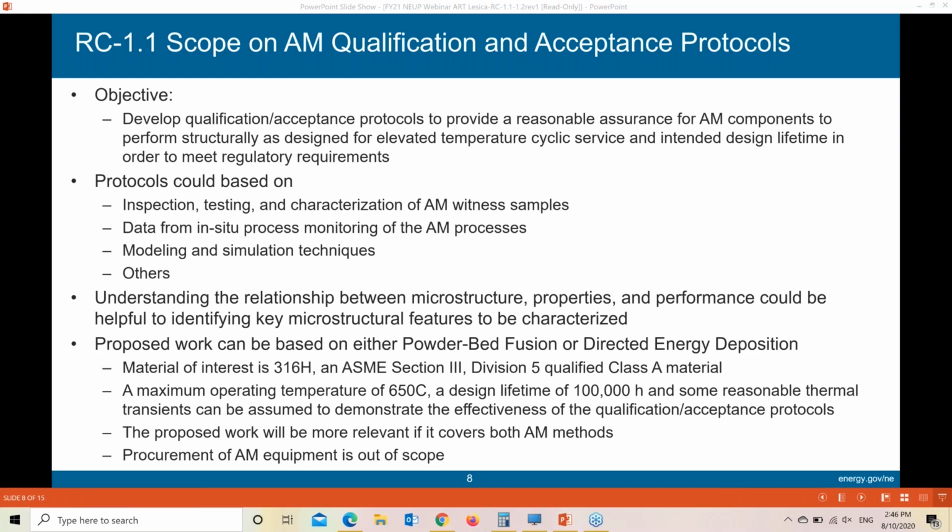Obviously, we need more than what we currently are testing for raw metals. So a tensile test probably will not be discriminating enough to let us know whether or not the AM components can deliver that type of mechanical property performance at high temperature for an extended design lifetime. Okay, Drew.